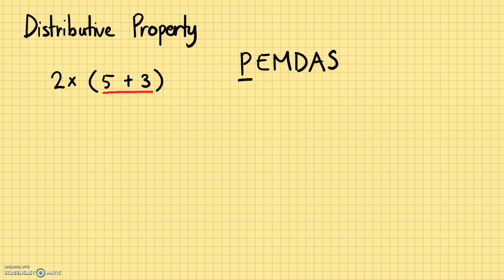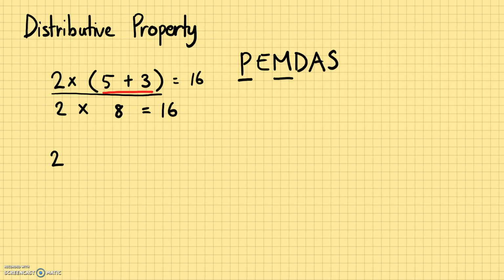Okay, you have to do the parentheses first before you do multiplication. So inside the parentheses, that becomes 8. And then we have 2 times 8 equals 16. So this equation right here would simplify to 16, or would equal 16.